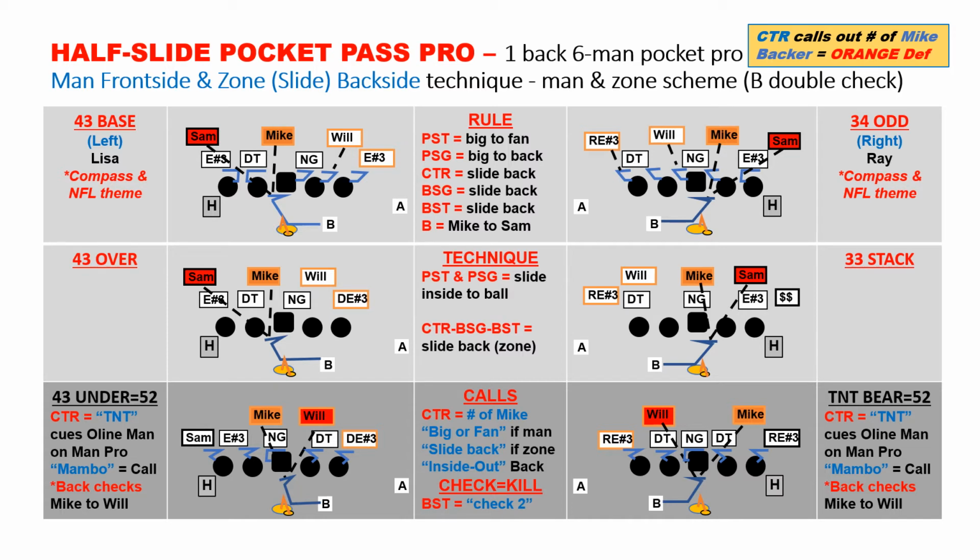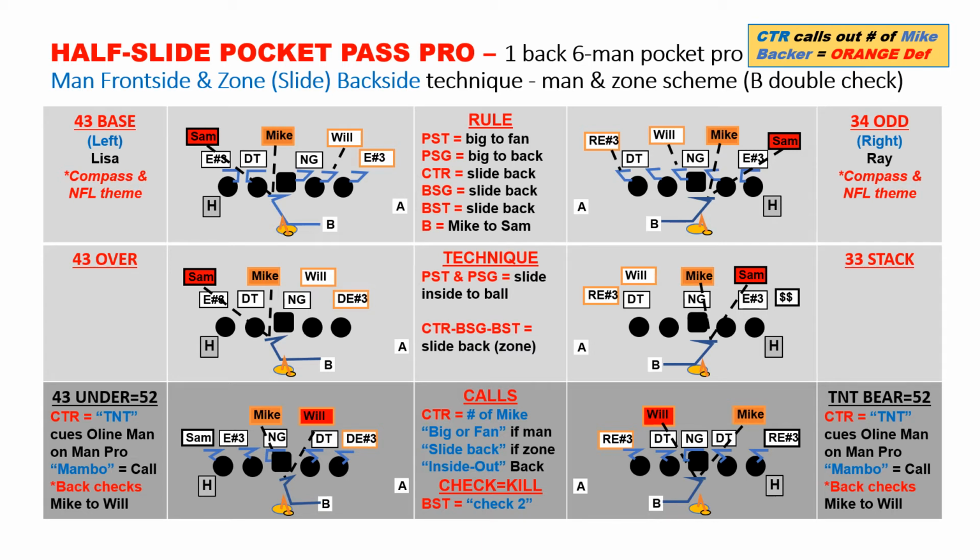The left guard then does what we call a big to back rule, meaning if he is covered, he is in a man scheme. Big is our call for that. If he is uncovered, then he would slide back and join in the zone concept. In this case, he's man, so we go ahead and go big.